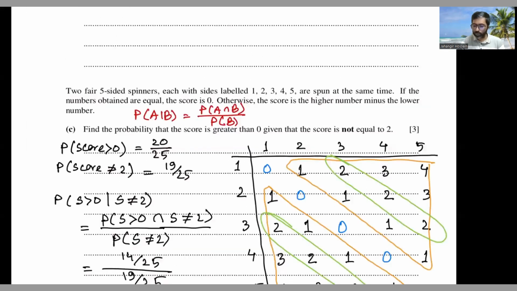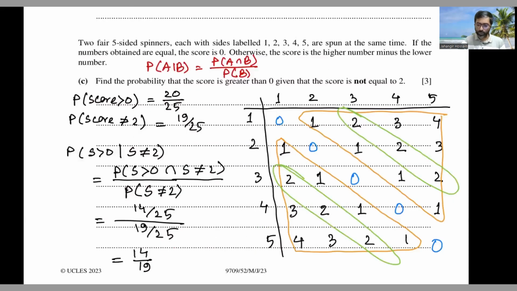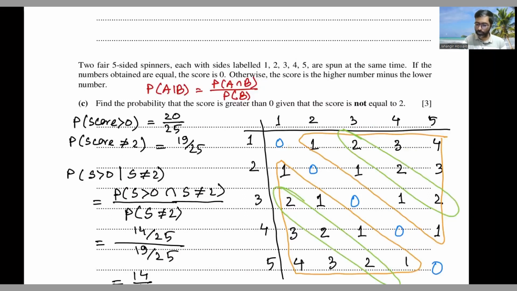You see, score greater than 2, that is, the score can be 3, can be 4. So there are a total of 6 outcomes where the score is greater than 2 on a single spin of the two spinners. So it is 6 by 25.